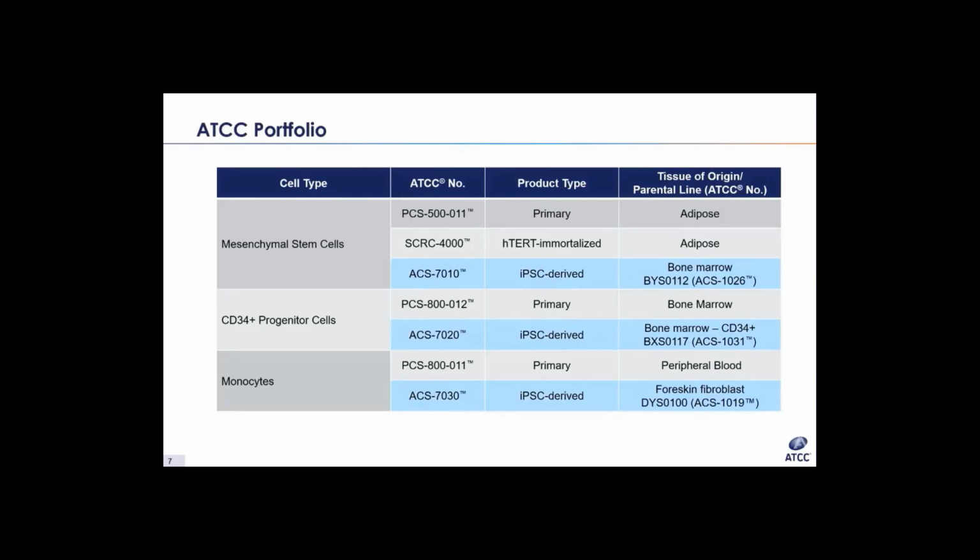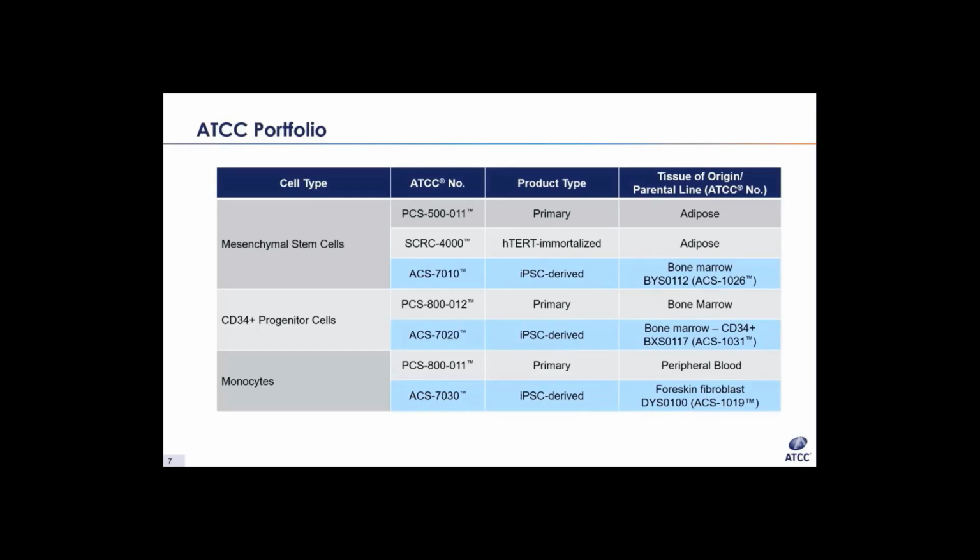Now, just to mention, as a complete solutions provider, ATCC offers mesenchymal stem cells in primary and H-TERT immortalized forms. These are isolated from adipose tissue, and also an iPSC-derived version from bone marrow. We offer CD34 positive cells in primary and iPSC-derived, isolated from bone marrow, and we have monocytes in primary form, isolated from peripheral blood, and iPSCs derived from foreskin fibroblasts.